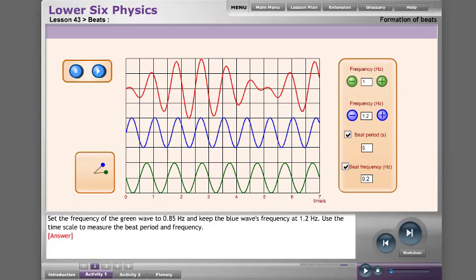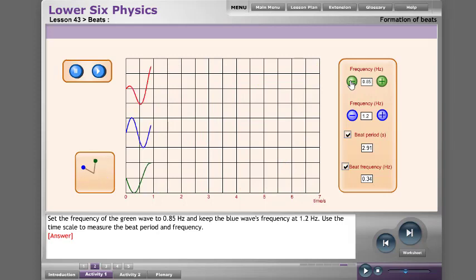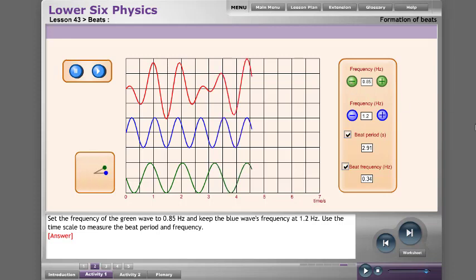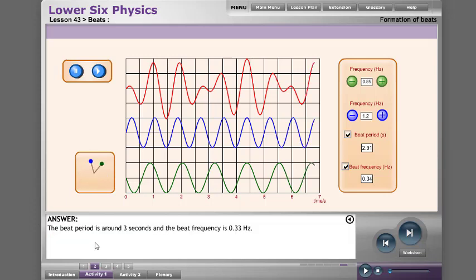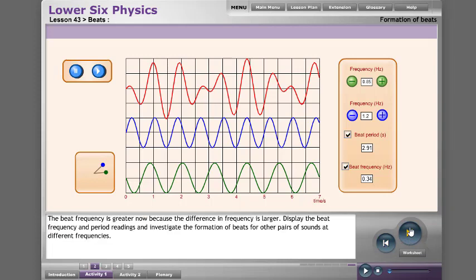Set the frequency of the green wave to 0.85 Hz and keep the blue wave's frequency at 1.2 Hz. Use the time scale to measure the beat period and frequency. Answer: the beat period is around 3 seconds and the beat frequency is 0.33 Hz. The beat frequency is greater now because the difference in frequency is larger.